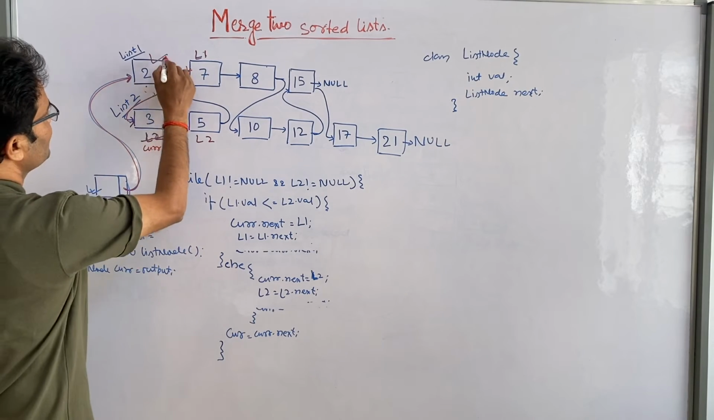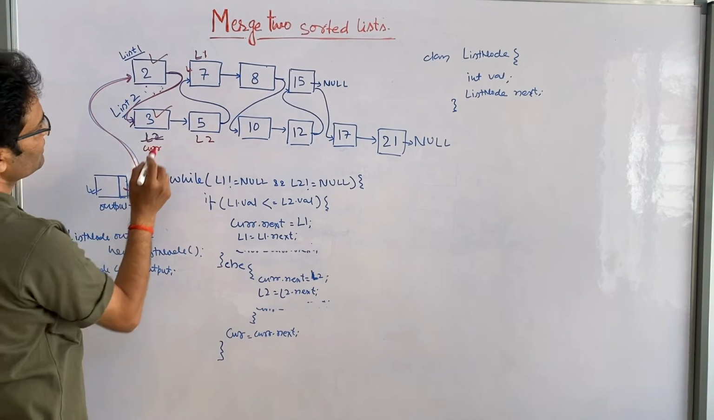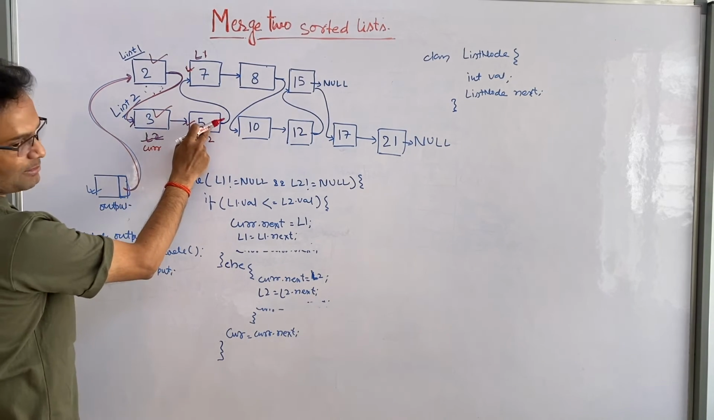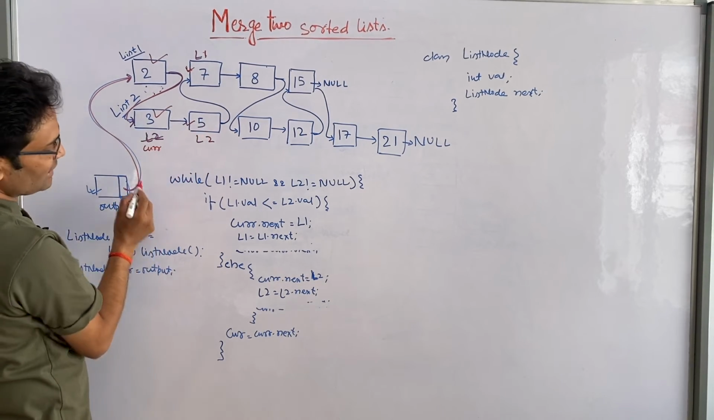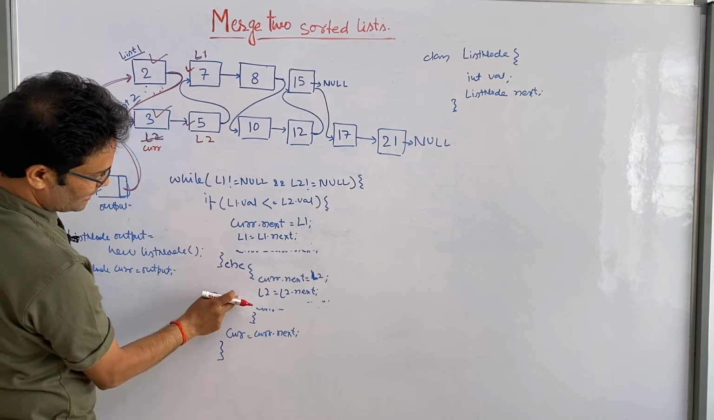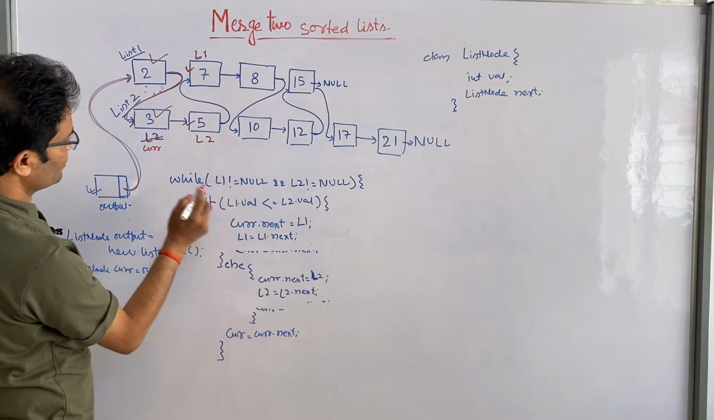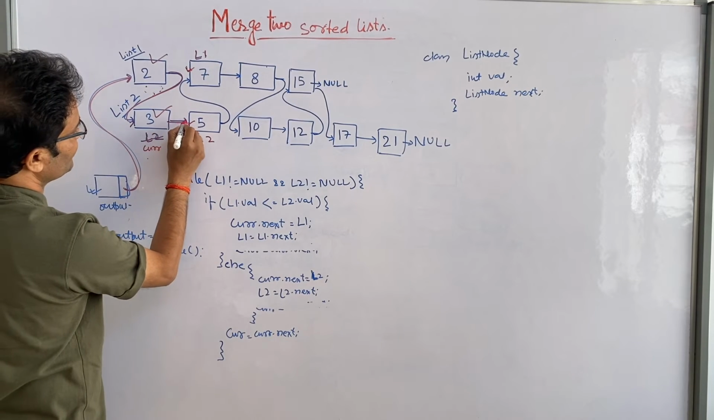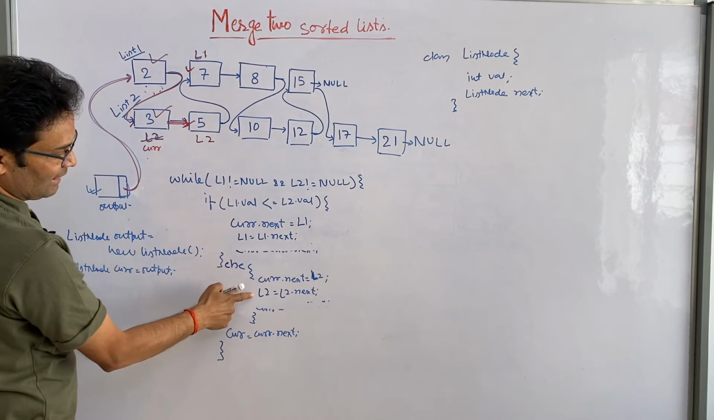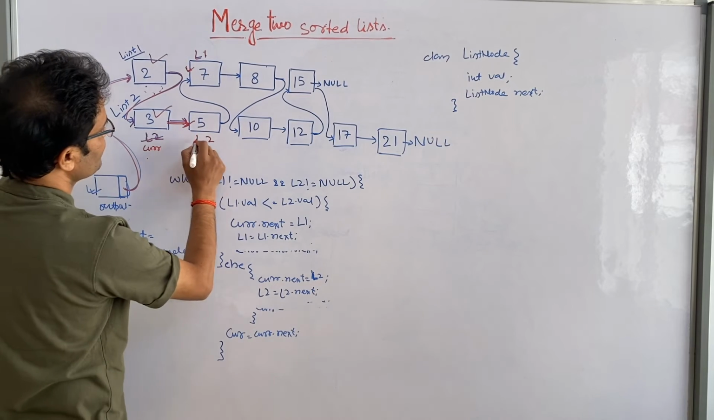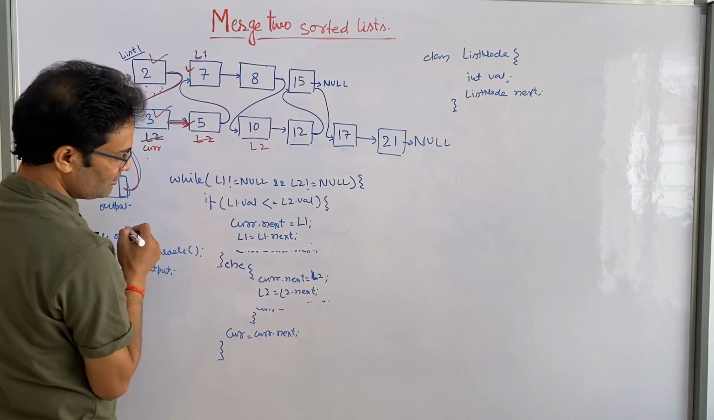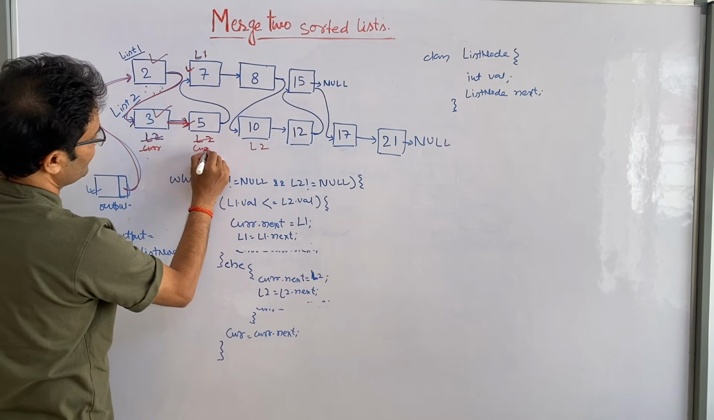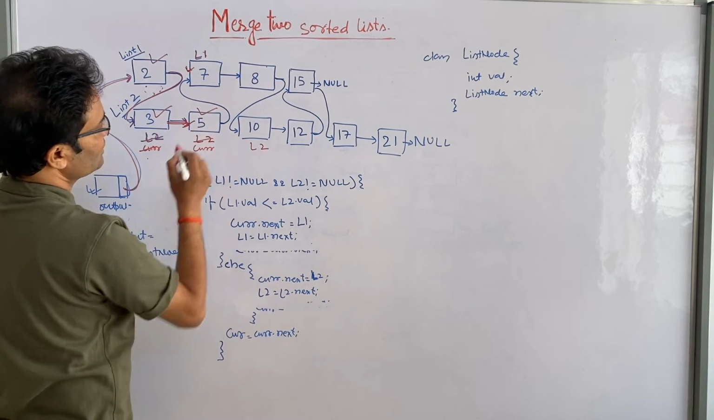Third, this is also done. Now the third time it will check this part and this part, and you can see the 5 is the lesser, right? So what happened again, this time current dot next is equal to L2. So this is the current, it will connect to here. L2 is equal to L2 next, so now L2 will come here, and current is equal to current next. So this becomes the current. This is also done.